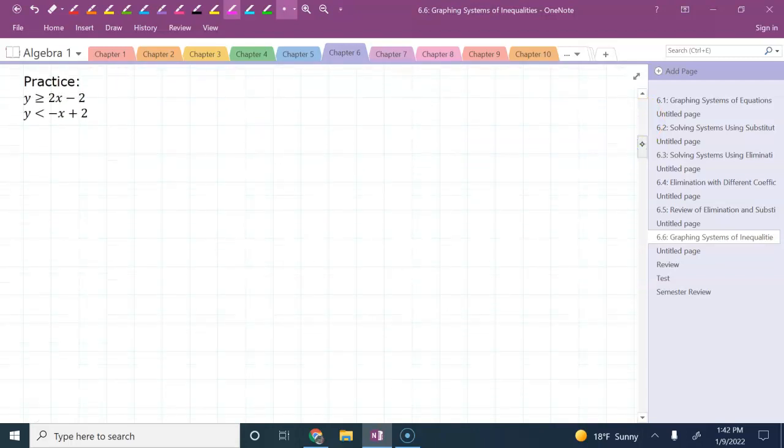And I want you guys to try to do this problem. So at this point, you may need to pause the video so you can give yourself some time to think through this problem. And then when you're ready to see the solution, go ahead and resume watching.